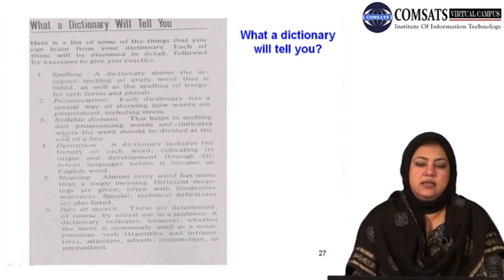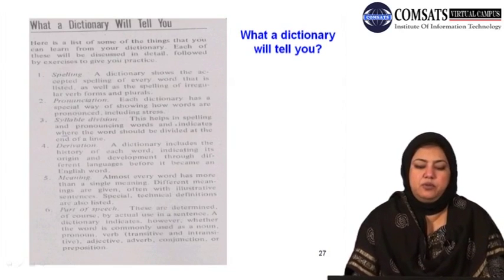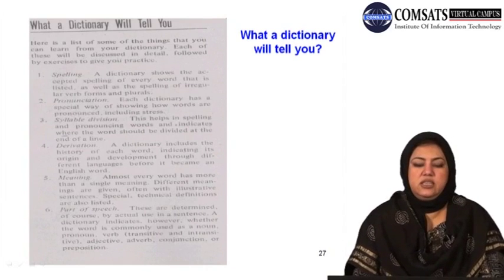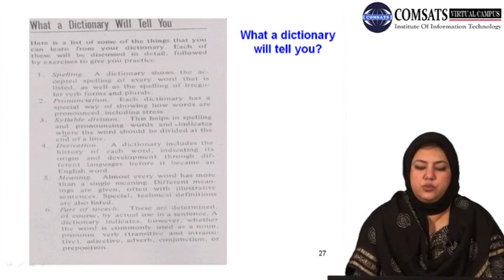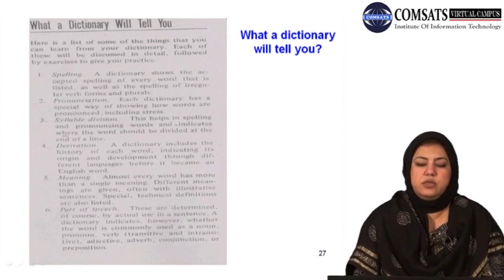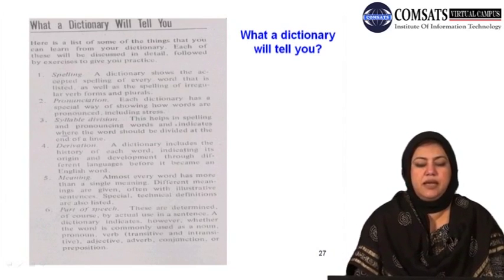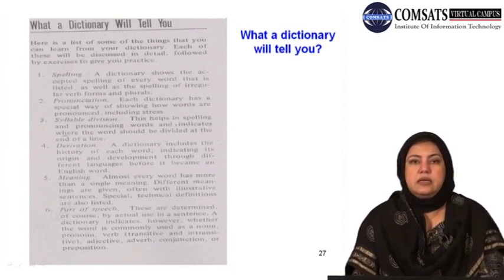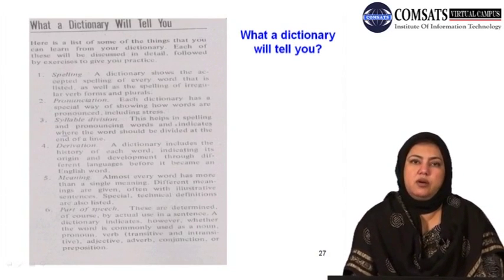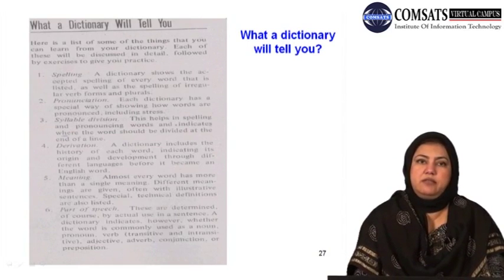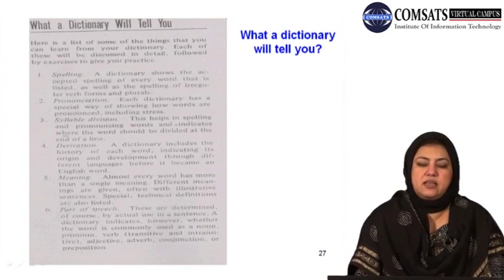Fourth important thing that a dictionary can help you learn is derivations. A dictionary includes the history of each word, indicating its origin and development through different languages before it became an English word. जैसे हमारे यहाँ उर्दू में है ना कि बहुत सारे वर्ड्स का ओरिजिन जो है वो फारसी में है. They have their origin in Persian or Arabic or sometimes in Sanskrit.